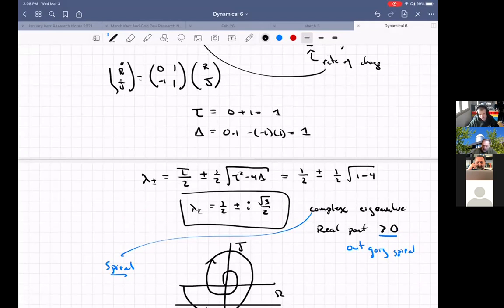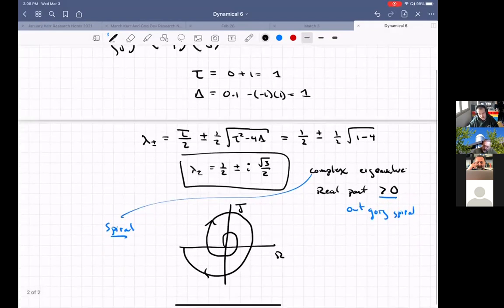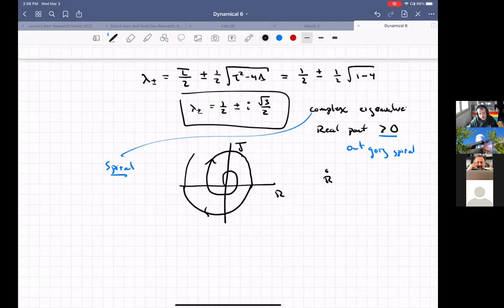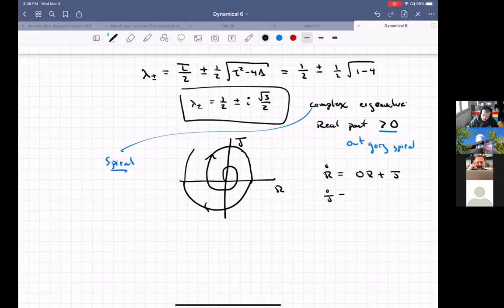Yes. That would be the right way to think about it. And in fact, it's going to come through here vertically. And it's going to come through here vertically. All right, and the way I know that is R dot is 0R plus J. And J dot is minus R plus J.